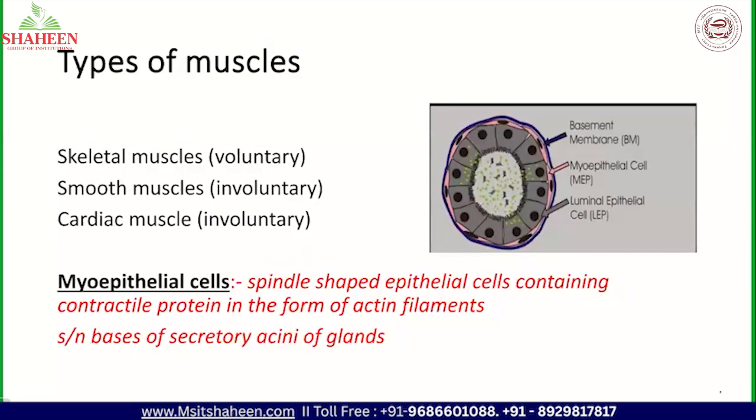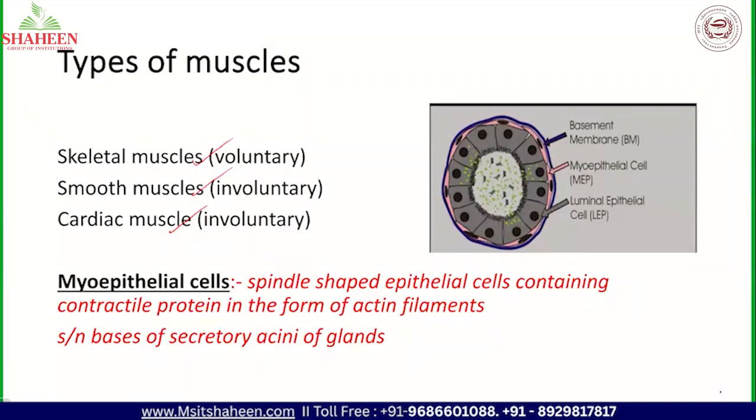Next, the types of muscles we have: skeletal muscles, smooth muscles, and cardiac muscles. The skeletal muscles are voluntary in function because you can move as per your will. Smooth and cardiac muscles are involuntary muscles.